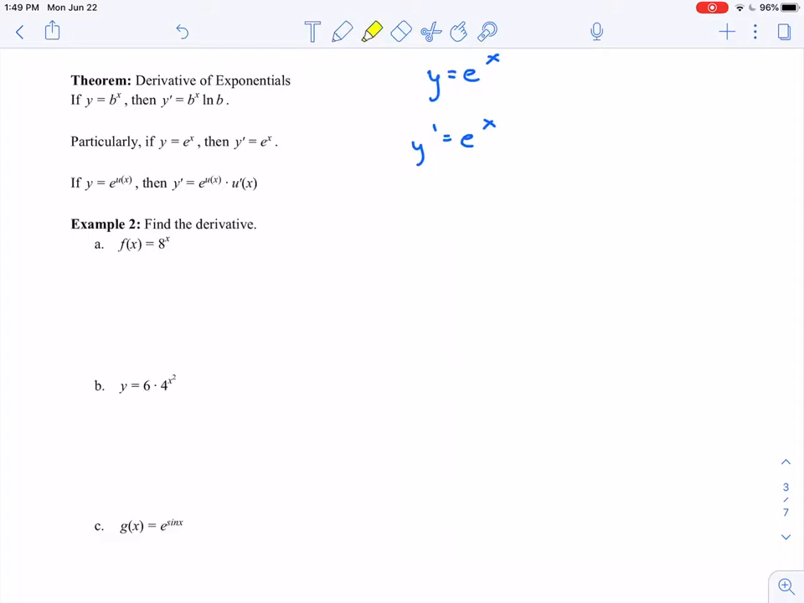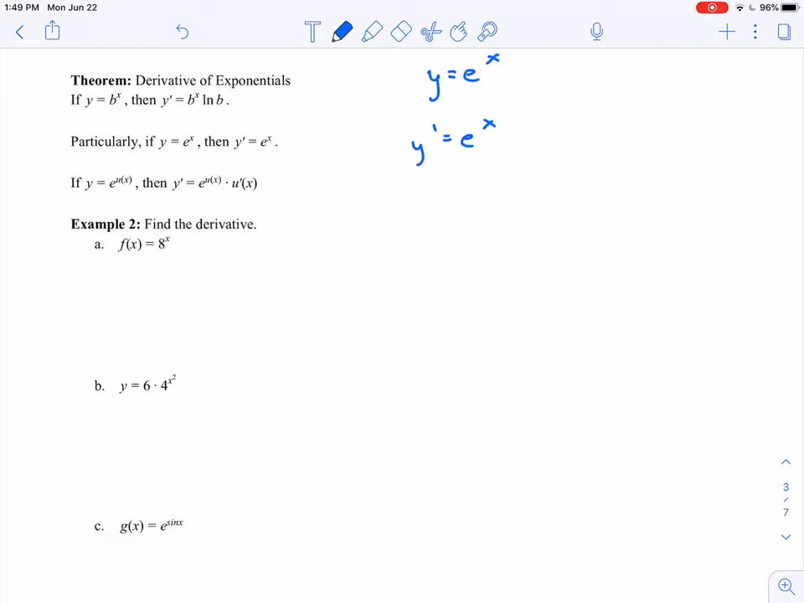But this is not the only exponential function that we'll see. What can change here is this base. The base doesn't necessarily have to be that constant e. It could be any number. It could be y equals 2 to the x or y equals 10 to the x. So we want to say, well, what about derivatives of those types of functions?